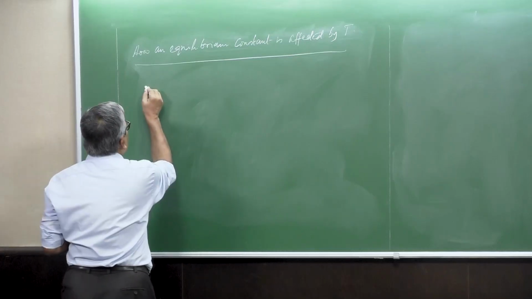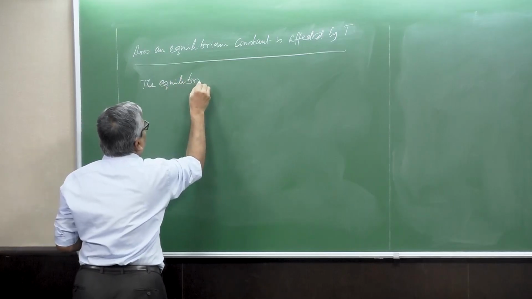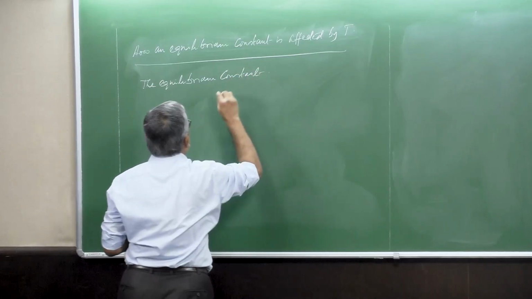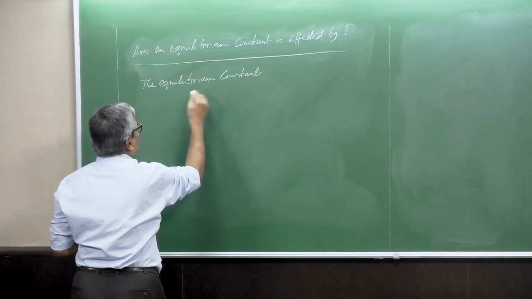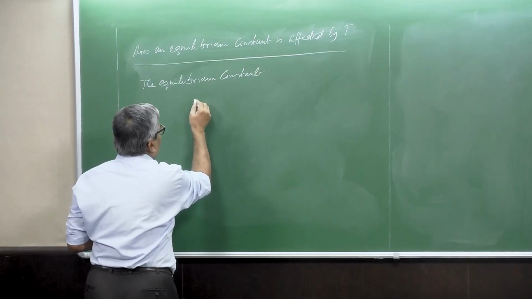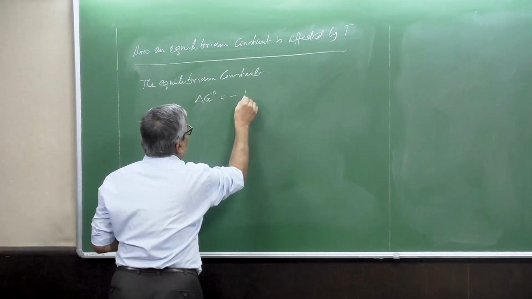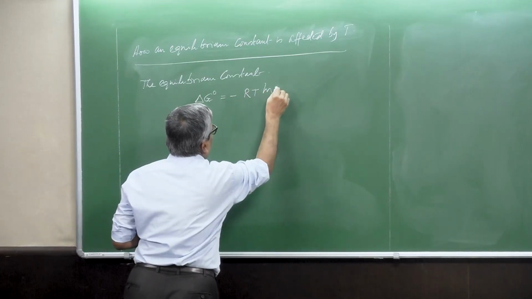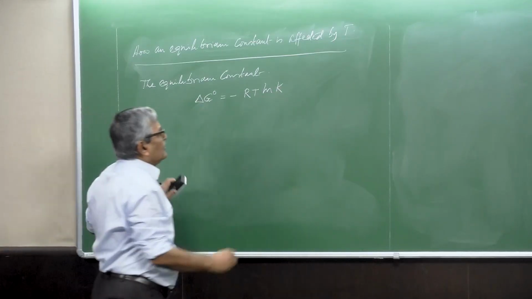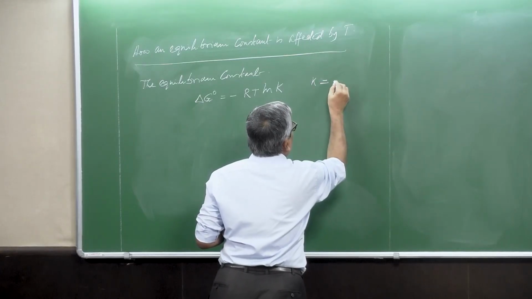We know how to express the equilibrium constant in terms of the standard free energy changes. So the condition, in relation to free energy change, is basically delta G0 equal to minus RT log of this equilibrium constant. So K is the equilibrium constant.